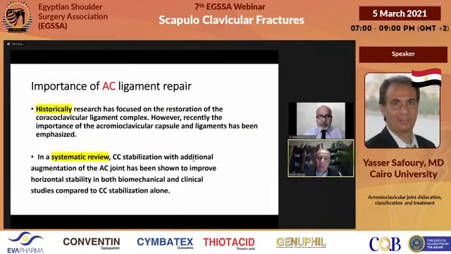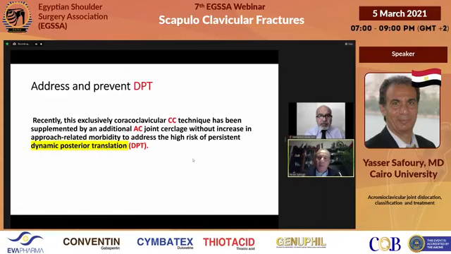But what is important in this treatment is that we should consider treatment of the AC joint ligaments. So historically, most of the researchers were focused on treatment only of the coracoclavicular ligament. But recently, there's a great importance of treatment of the AC ligaments. Also, in a systematic review, they found that there's great improvement in clinical function after repairing the AC ligaments. Therefore, it's important to diagnose the DPT and early treatment of these cases by reduction of the AC joint in both vertical and horizontal planes.